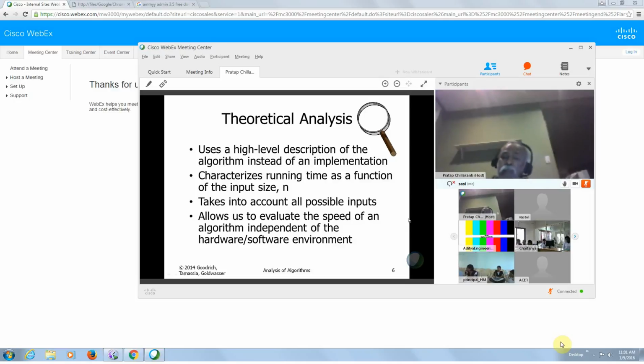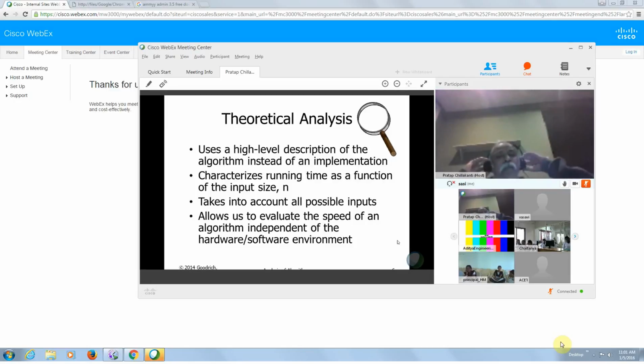Now, what is the practical benefit of this? Let me pause here and ask you a question. Take the last bullet: allow us to evaluate the speed of an algorithm independent of the hardware and software environment. I see a lot of curious ladies in the video here. If your audio is working, why don't one of you volunteer to tell me why this is a useful thing, evaluating the speed of an algorithm independent of hardware and software environment.